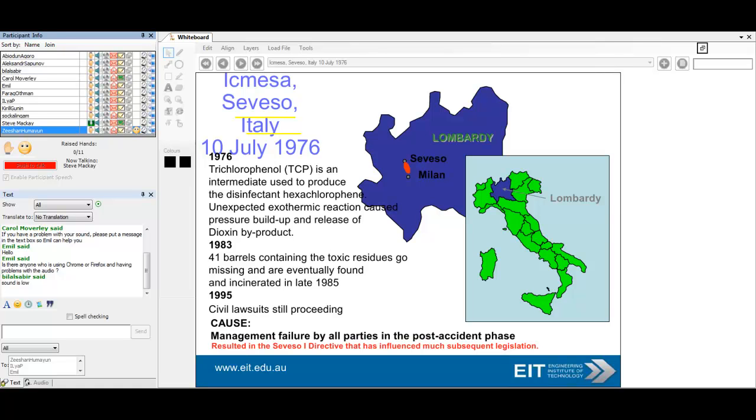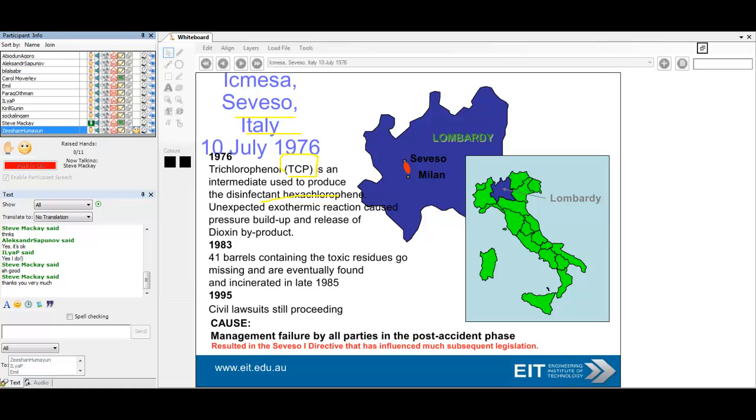Another one in Italy, Seveso. Can you please all confirm that you can see the slides up there? I just want to put a text there. Can you see the slides, all of you? So there we have TCP. You're all probably familiar with TCP. It's a disinfectant. Oh, good. Great, thanks. Some people have problems with the slides if they've got the wrong browser version.